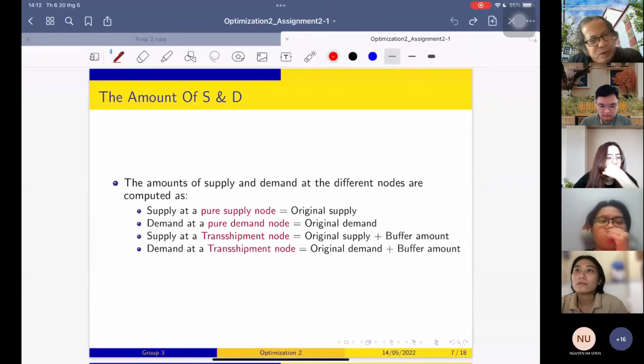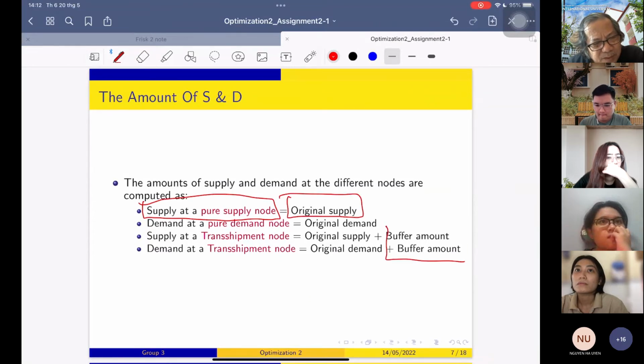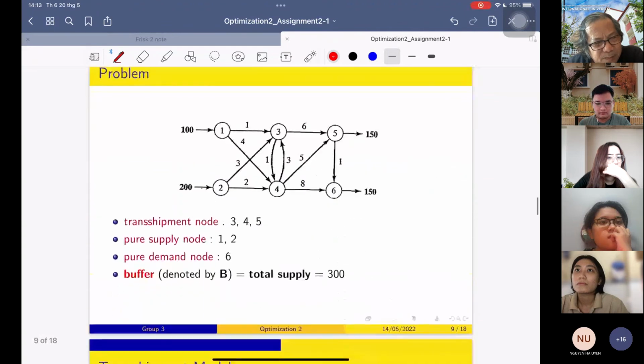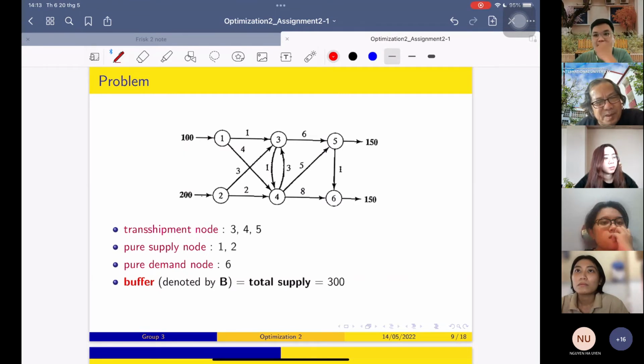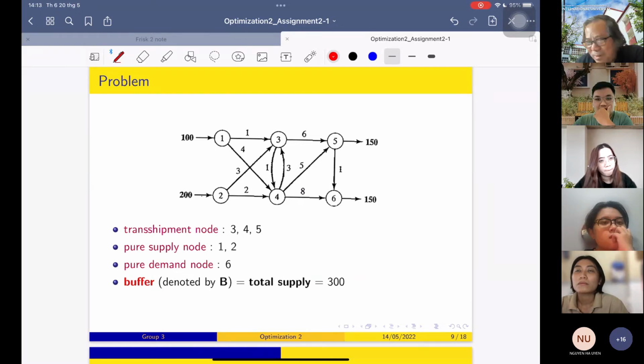Let me tell you, come back to the figure, to the model. The 100 with the arrow to node 1 and the 200 with the arrow to node 2 are the original supply of node 1 and node 2 respectively. So that means we will begin the transportation from node 1 and node 2.